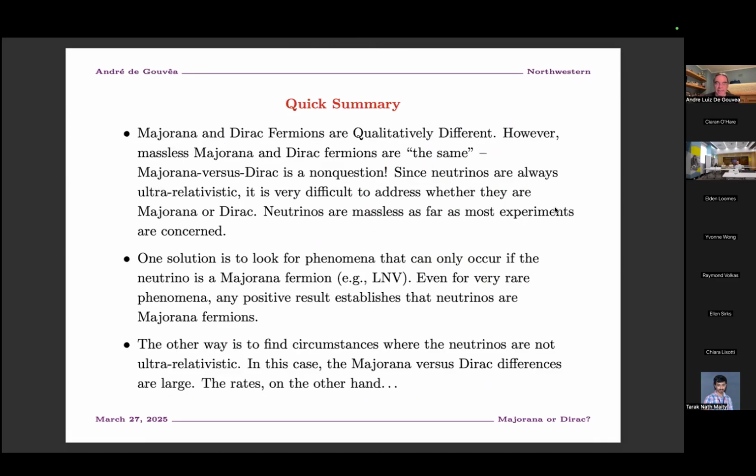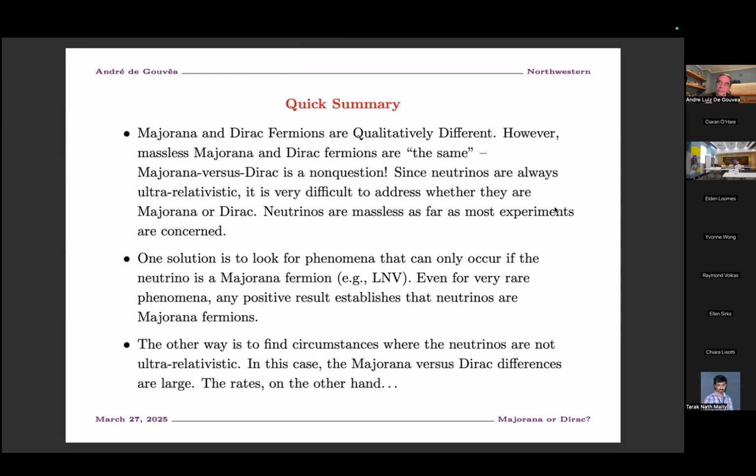So again, the message that I want to convey is that Majorana fermions and Dirac fermions are different things. They have different numbers of degrees of freedom. However, when you talk about massless fermions, you can't ask if a massless fermion is Majorana or Dirac. And because the neutrino masses are so small relative to the typical energy scales of your experiments, answering whether the neutrino is Majorana or Dirac is very, very hard.